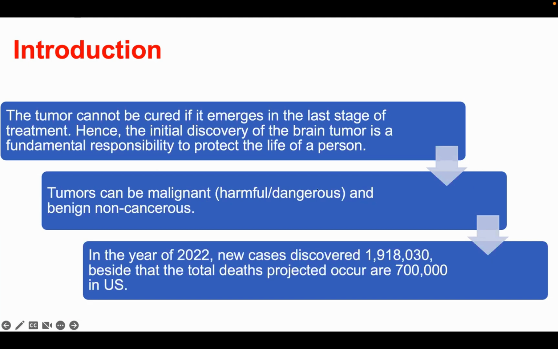A tumor can be malignant or benign. In the recent statistics of 2022, about 700,000 total cases of brain tumor and deaths were projected in the United States.